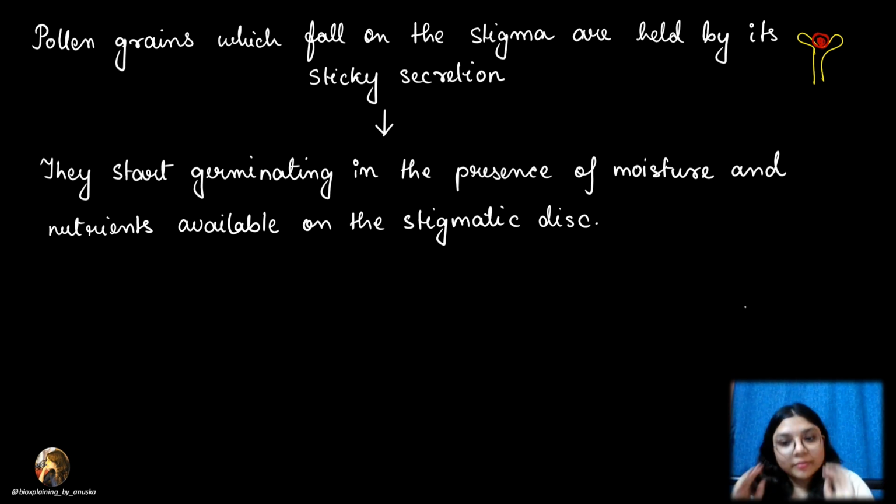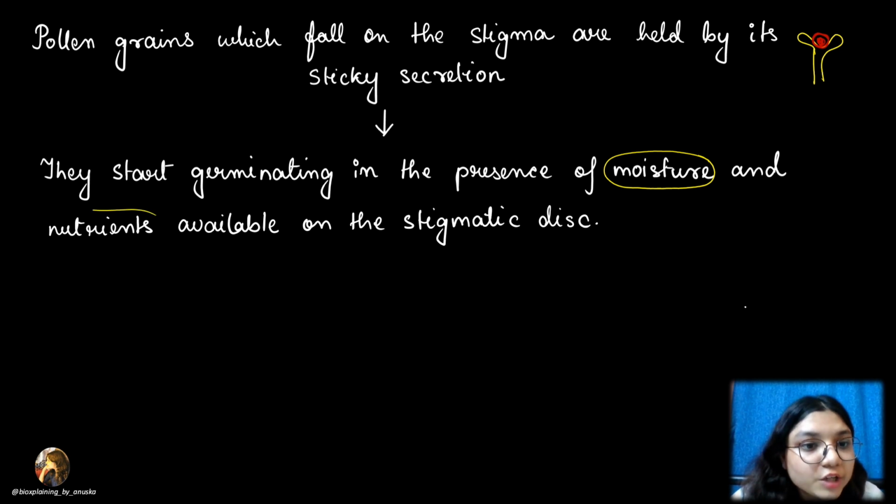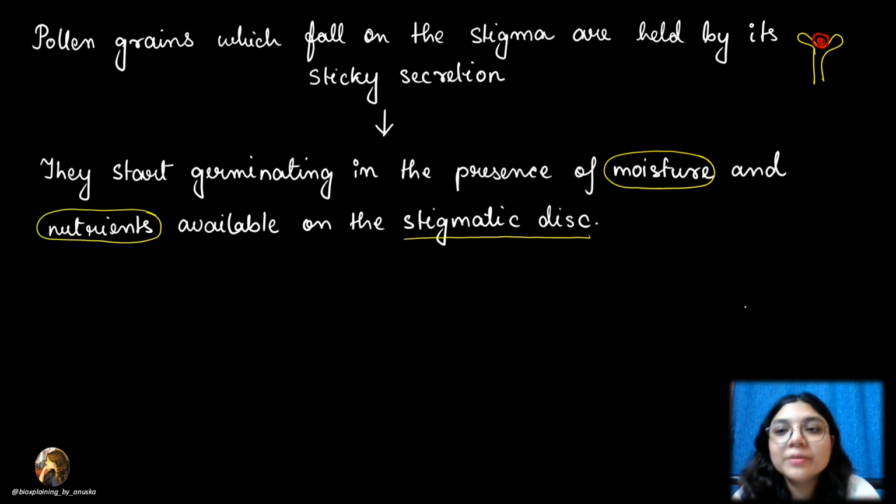And for the pollen to germinate, what are the things that are required? There will be requirement of moisture and nutrients should be available on the stigmatic disc. What do we mean by the stigmatic disc? This part, the receiving part of the stigma where the pollen grain comes and sits, right? So the pollen comes and sits on the stigma. It is stuck due to some kind of secretion from the pistil. And now if proper moisture and correct amount of nutrients are available, the pollen grain will start germinating.